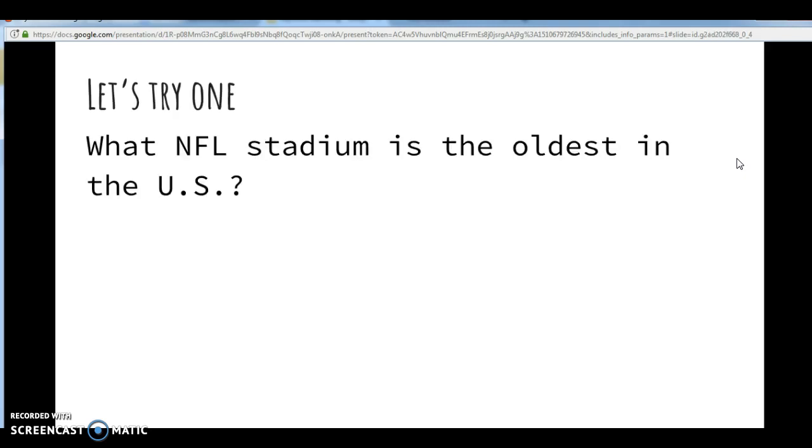So let's try one. We've got the question, what NFL stadium is the oldest in the U.S.? All right, so that's our question. I want you to think about it. I want you to look at the question, and I want you to think about what you would highlight as the keywords in this question. I'll give you a few minutes.